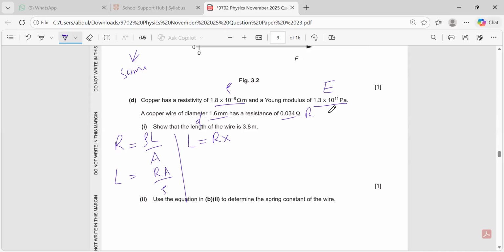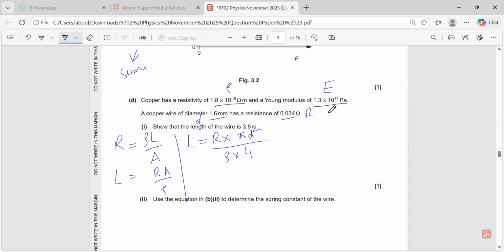But here, diameter is given. So pi r square, where r is equal to d by 2. So it means pi d square over 4. So I am writing the 4 here: pi d square by 4. So I wrote 4 in the denominator.